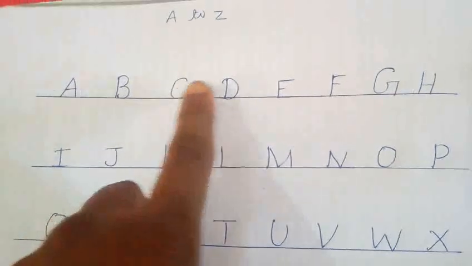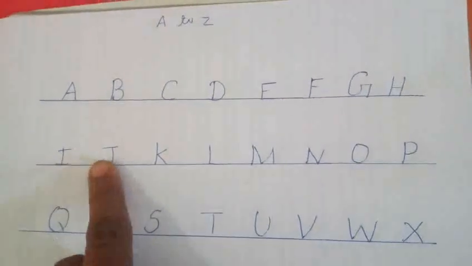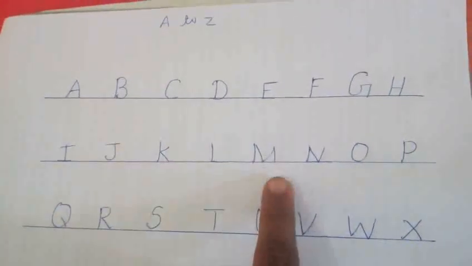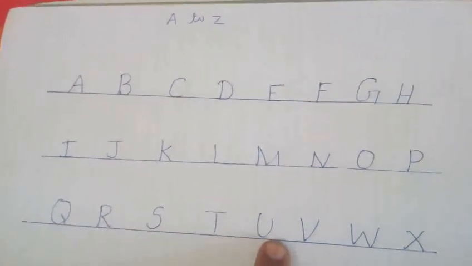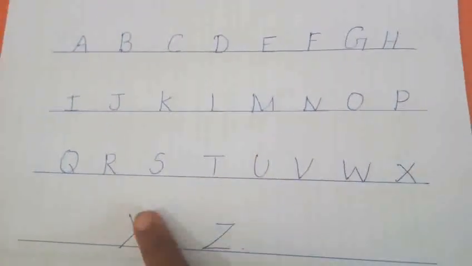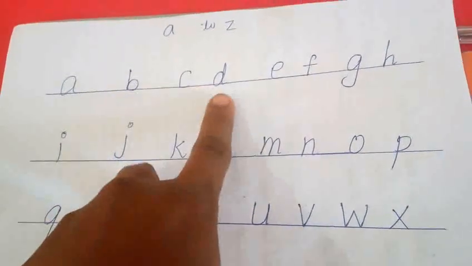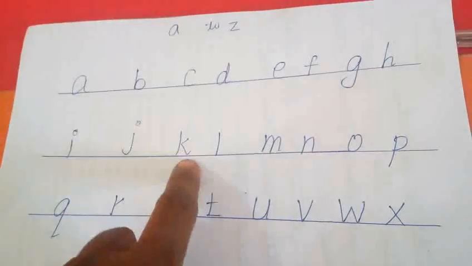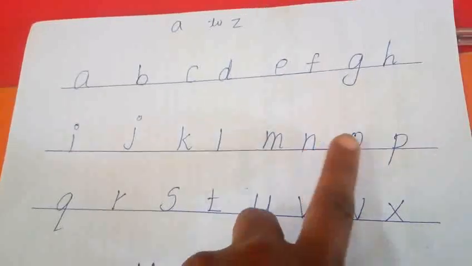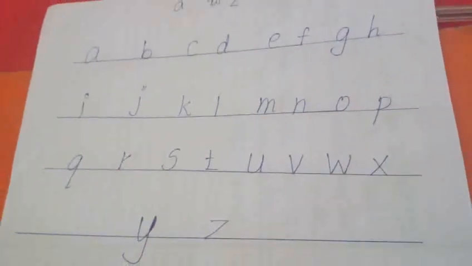A, B, C, D, E, F, G, H, I, J, K, L, M, N, O, P, Q, R, S, T, U, V, W, X, Y, Z. Next, lowercase letters: a, b, c, d, e, f, g, h, i, j, k, l, m, n, o, p, q, r, s, t, u, v, w, x, y, z. Right? Yes.